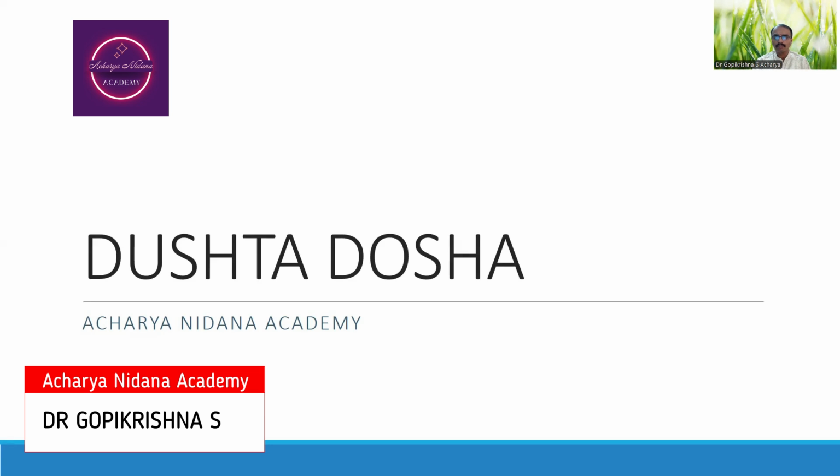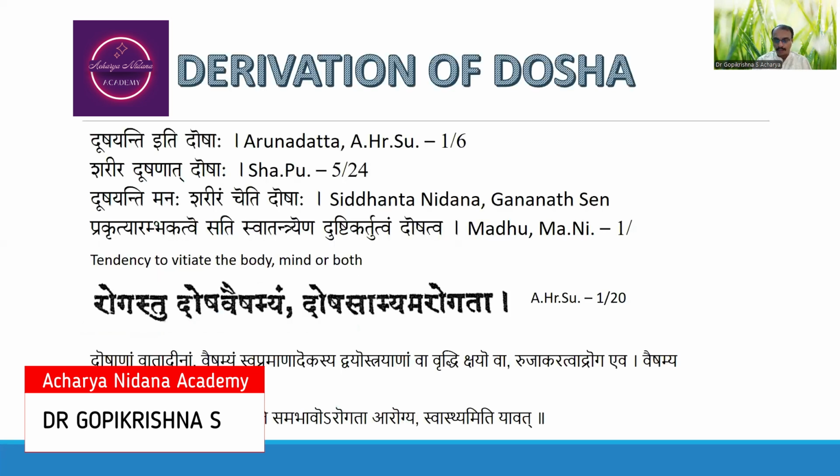When you think about the concept of Dushta Dosha, we need to know about the two terms, that is Dushta and Dosha. When you say dosha, the Ayurveda textbooks mention different meanings. That is, dosha iti dosha, the ones which have the tendency to vitiate the body. That is, sharira dushanat dosha, that is termed as dosha. According to some other aspect, dushanti pranaha shariram cheti dosha, the ones which have the tendency to vitiate the body and mind, that is termed as dosha.